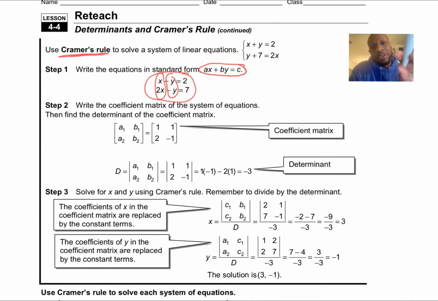Hold on, let me use my eraser because I'm finna see. I'm like, is this a mistake that they made? Oh, that's a plus sign right there. Okay, so it's 1 and 1 across the top, then 2 and negative 1 on the bottom.